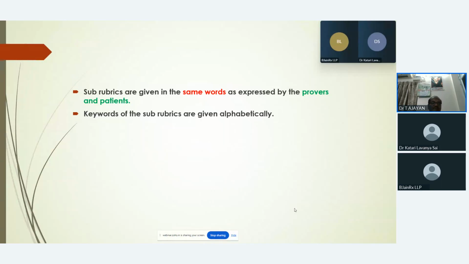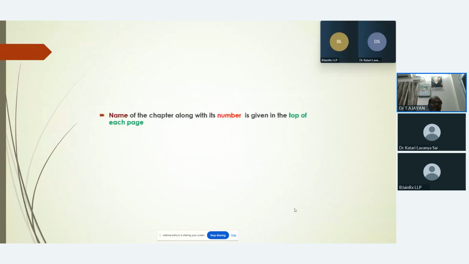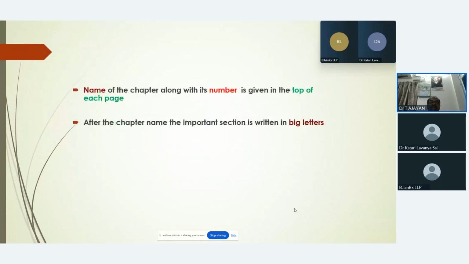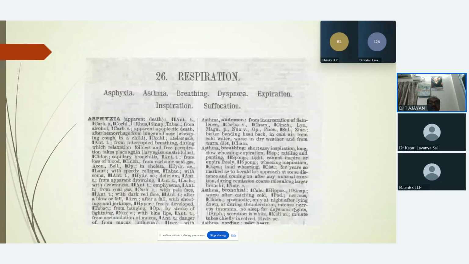Then again, keywords and sub rubrics are given alphabetically. That is another advantage. The name of the chapter along with the number is given at the top of each page. After the chapter name, the important section is written in big letters. Look here, this is a page of the original repertory. One of the chapters is Respiration. Alphabetically arranged: asphyxia, then asthma, then breathing. A, B, D, E, I. Yes, that means alphabetically arranged.